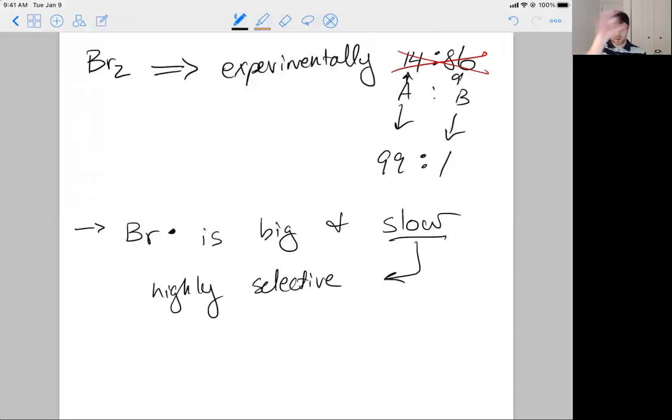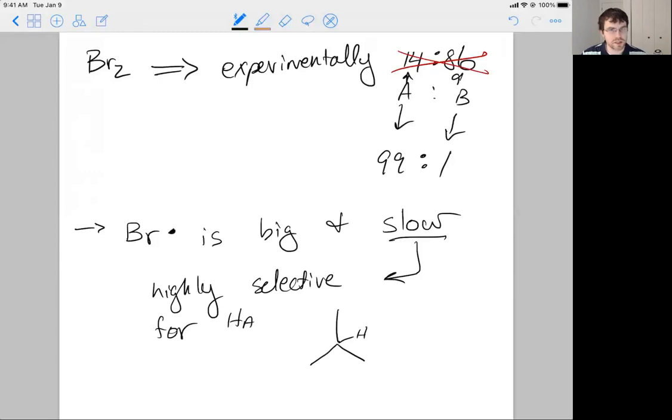Fluorine is zipping around, grabbing hydrogen atoms as best it can at random, and so statistics dominate. As we approach randomness, statistics will start to dominate. That is, it's more likely to bump into an HB in this case than an HA, and so that will be the one that's most likely to react. However, bromine slows down and is more selective. Now, why does it pick off HA in this case? HA is tucked inside the molecule, and there are fewer of them.